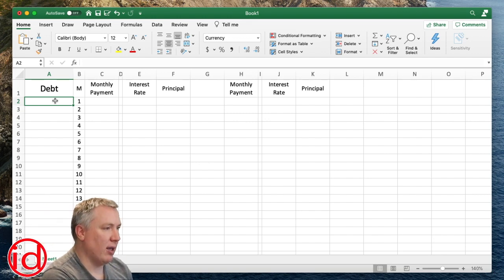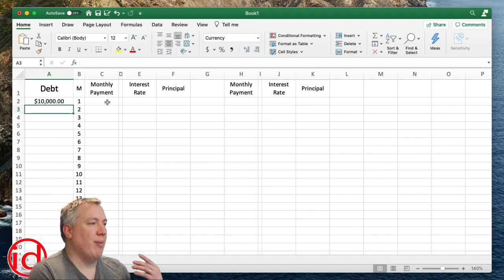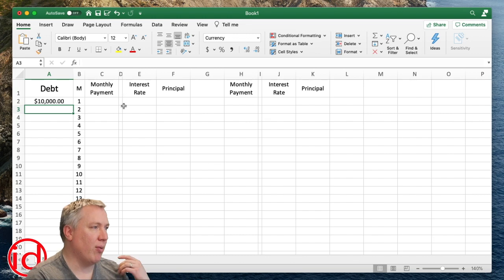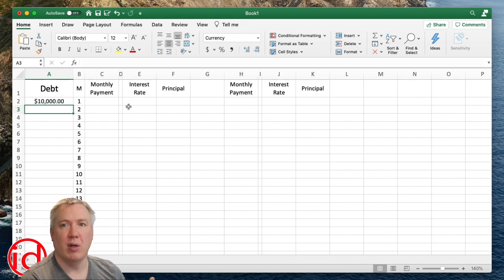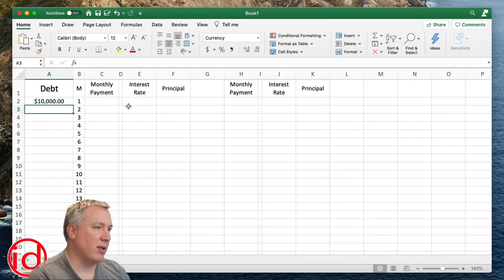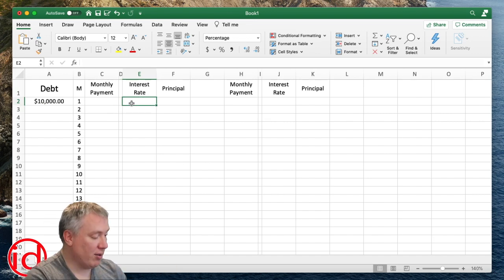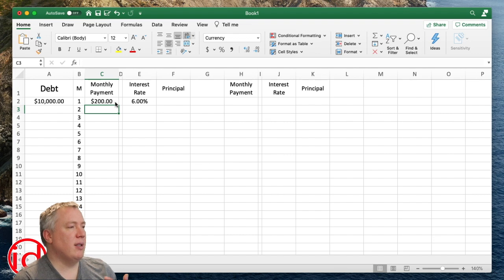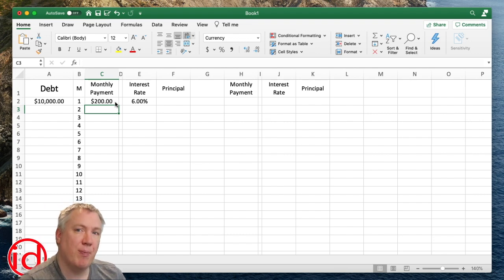Say you took out a $10,000 loan. When you take out that loan, there's an interest rate that you're going to be charged, and that will vary depending on what kind of loan it is. Let's say you got an interest rate of 6%, and your monthly payment on this loan was $200 a month. Let's see how many months it would take to pay off this loan if you're paying $200 a month.